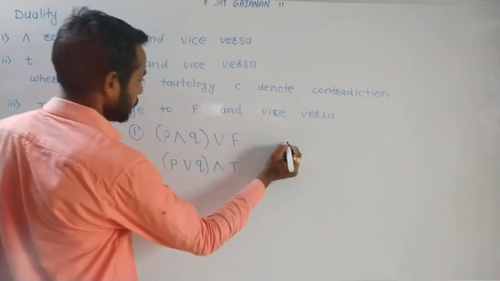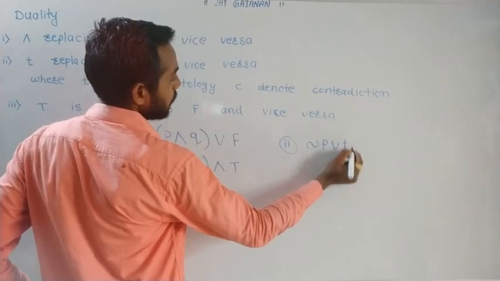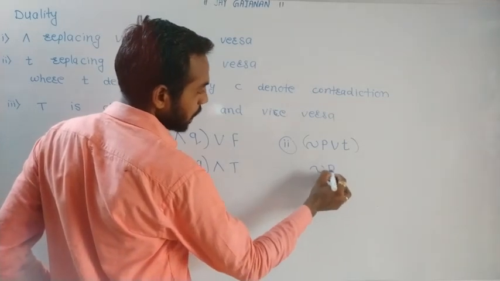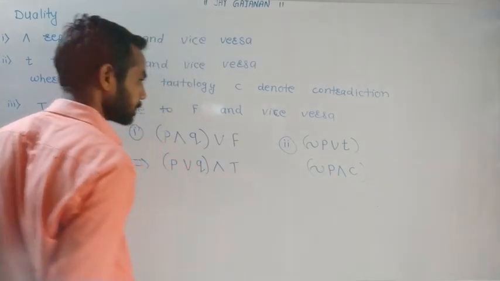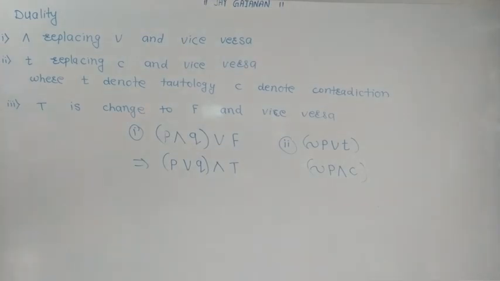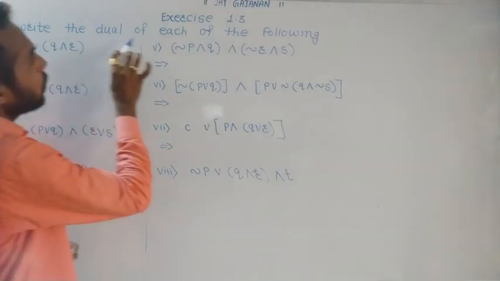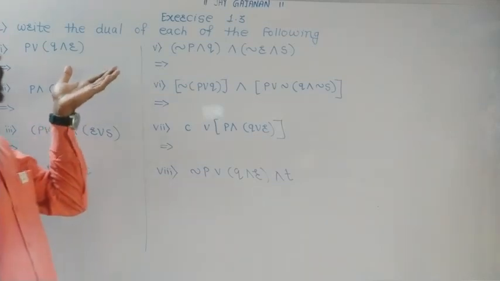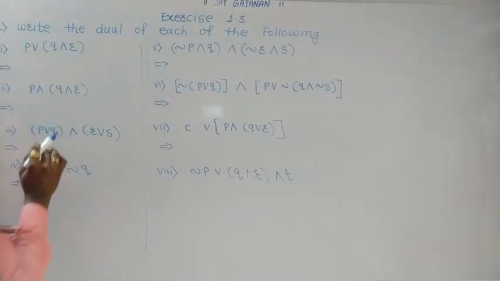If we have a statement negation P or small t, then the dual of this statement is negation P and small c, with small t replaced by c. Now see, the second question is to write the dual of each of the following. Here we have some compound statements, and now we have to find the dual of each statement.